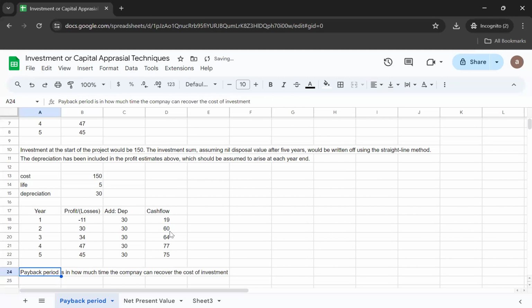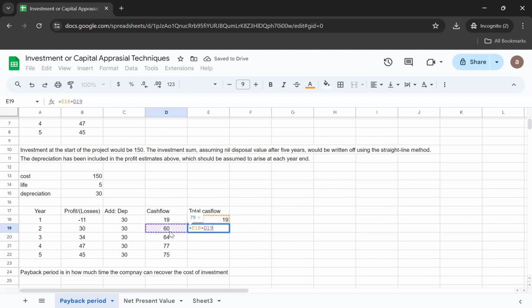Right, so it's basically that. You need to understand when the company would be able to recover its $150. So in year one, it's going to receive 19, right? So in year one, we can call this column total cash flow. In year one, 19 is received. In year two, it's going to be 19 plus 60, so 79 is recovered. And then in year three, 79 plus 64, 143.